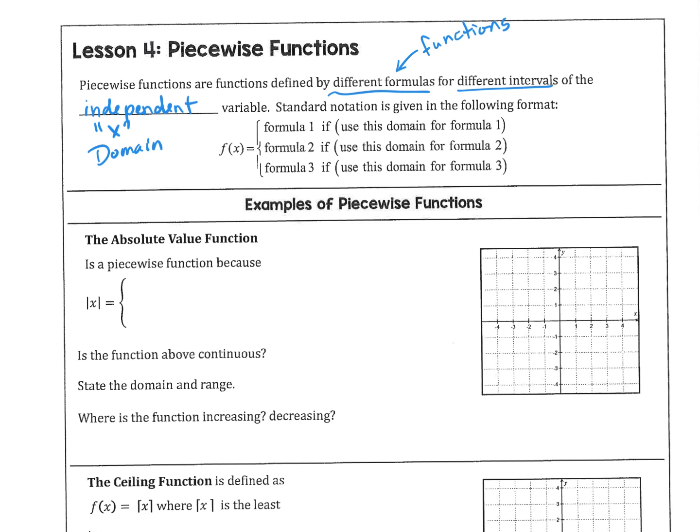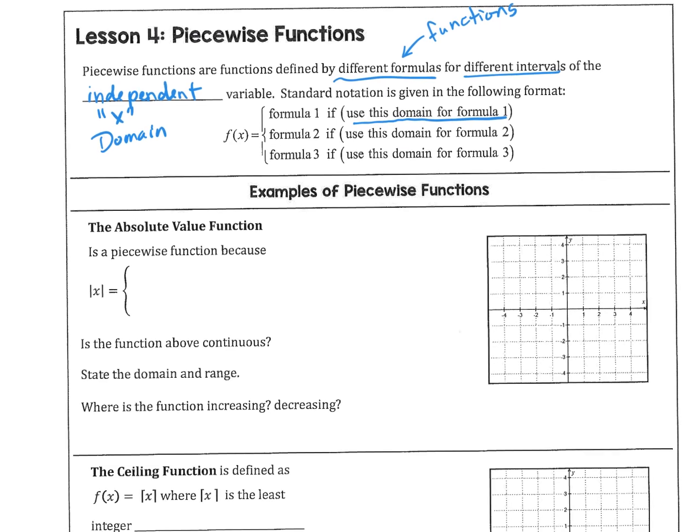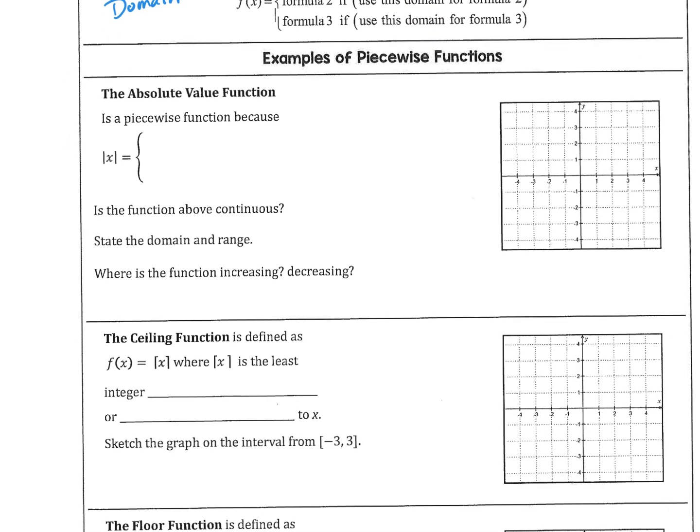And look what it says. It says for Formula 1, use this domain for Formula 1. And Formula 2 will have the domain you use Formula 2 for next to it. And Formula 3 will have the domain you use Formula 3 for. So that tells you which formula to use based on which x you're using, okay? So let's look at an absolute value function.